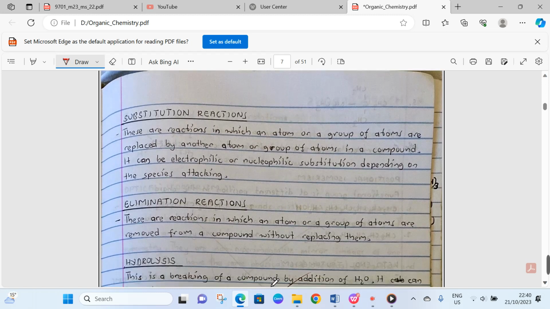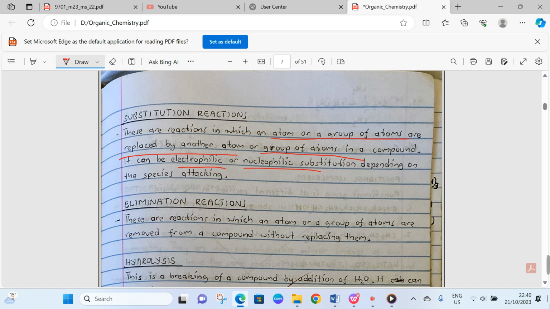Now I want to talk about substitution reactions. These are reactions in which an atom or a group of atoms is replaced by another atom or a group of atoms in a compound. So in this course, you're going to come across what are called electrophilic substitution reactions and nucleophilic substitution reactions, depending on the species attacking. I just want you to know that this exists.